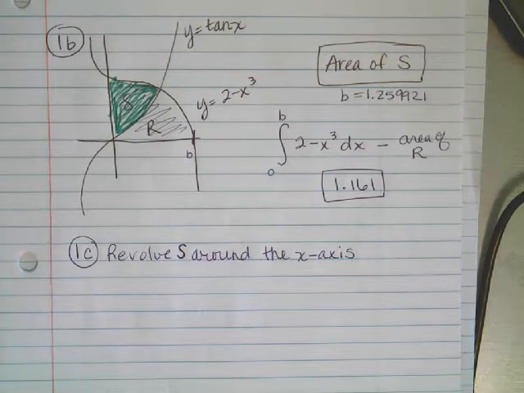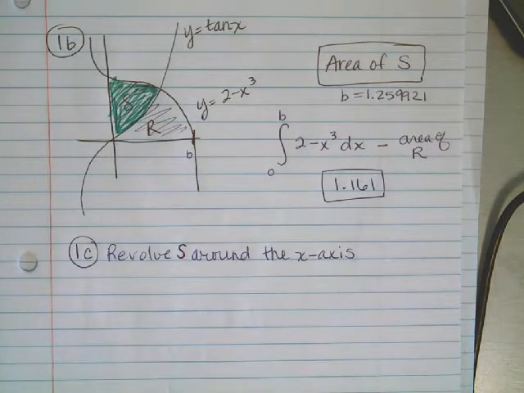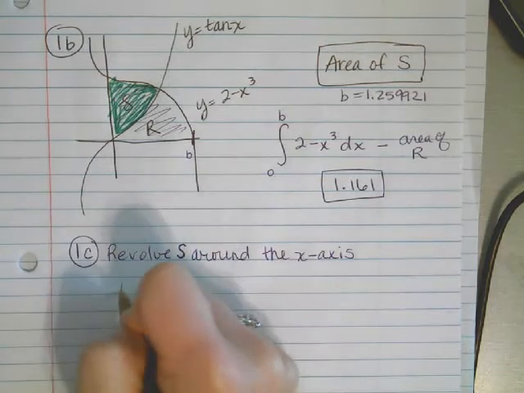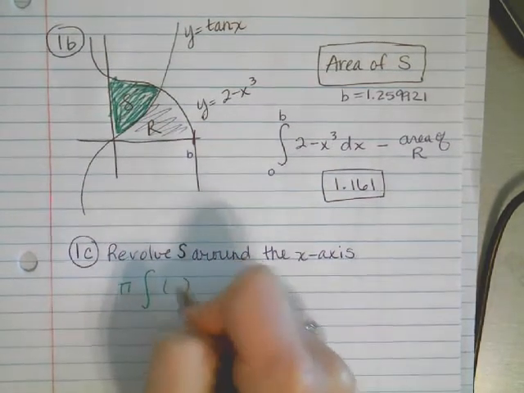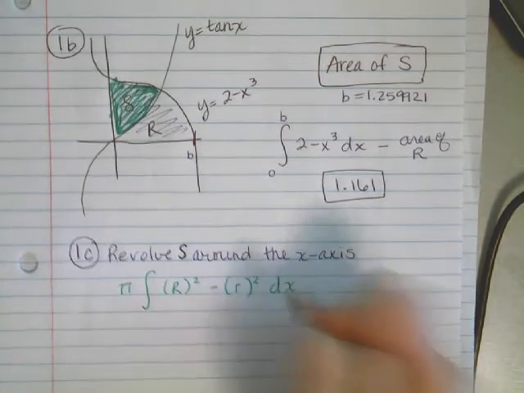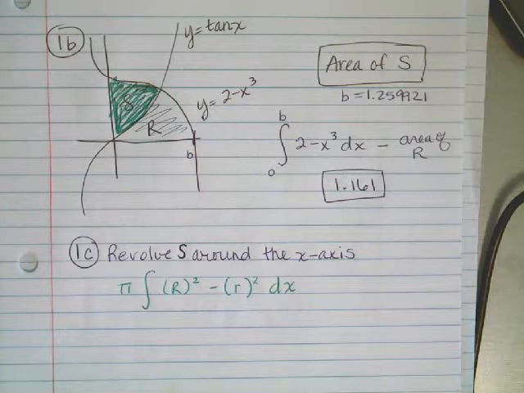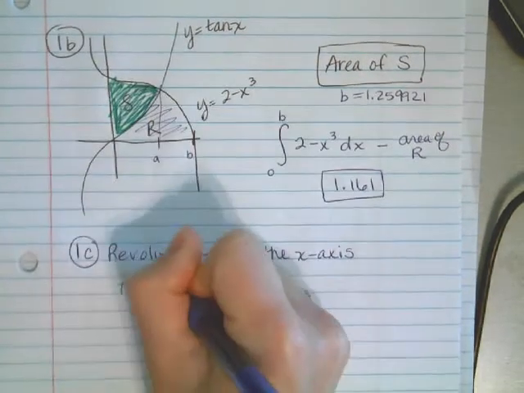For the last video, we're going to revolve this green shaded area, S, around the x-axis. So when we rotate that around the x-axis, everything will be with respect to x. And I'm also going to have a hole. So I know my formula is going to be pi big R squared minus little r squared, and it's dx. And I know my limits are going to go from 0 to a.